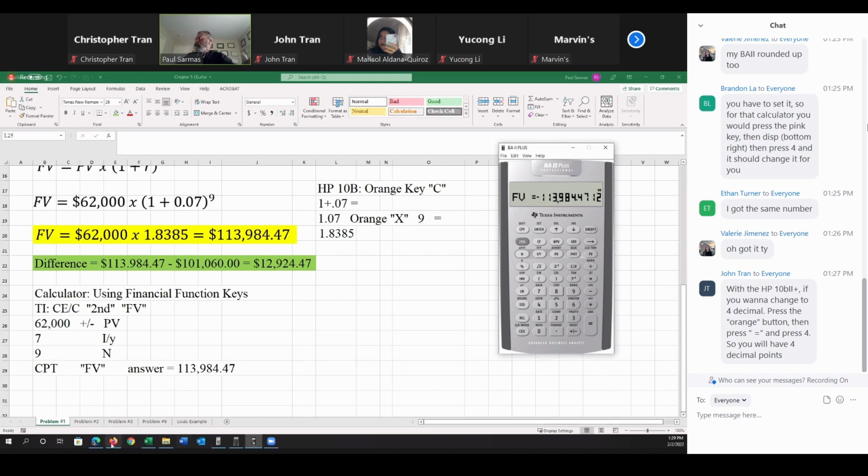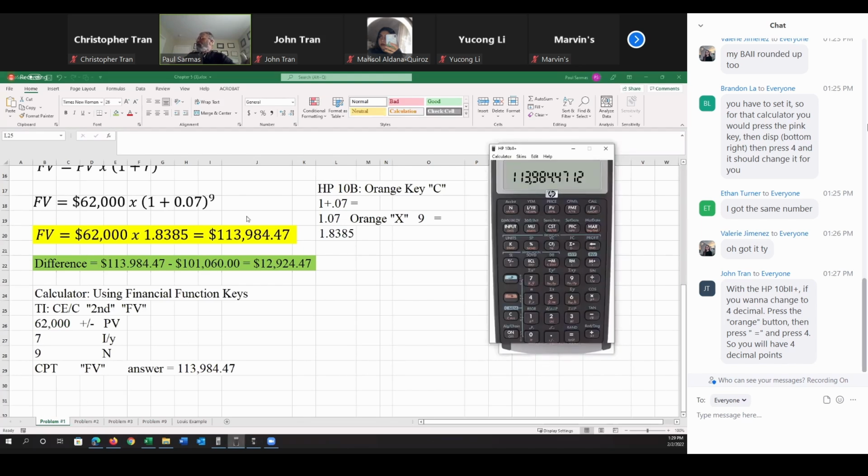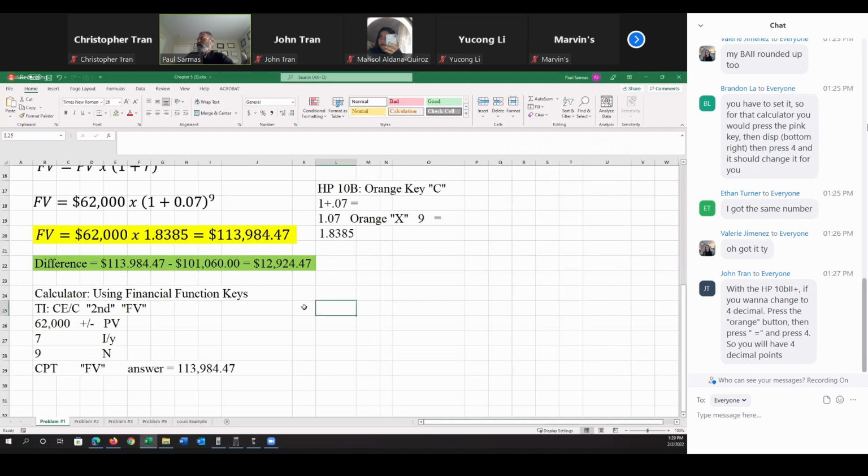Oh, okay, that's fine. Let's do the HP one. Okay, make sure you're clear. Let me write it out. HP 10B, orange, C key. Again, the same thing, 62,000.